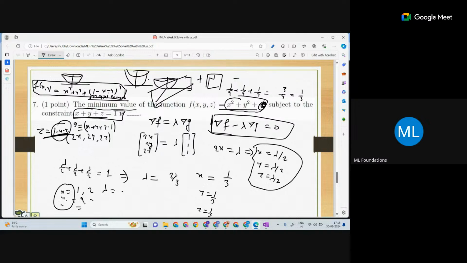If you find the Hessian, and this should be positive and the whole determinant should be positive, then you'll get the local minima. This function will not have a maximum value, because of the constraint, right? Otherwise, this function does not have a local or global maximum. Local minima it will have, but not local maxima. If you remove this constraint, then the minimum is going to be 0, with x equal to y equal to z equal to 0. If you substitute, all are 0, then this is going to be 0. But there is no maxima for this one.